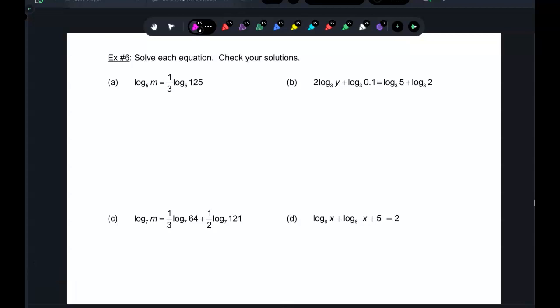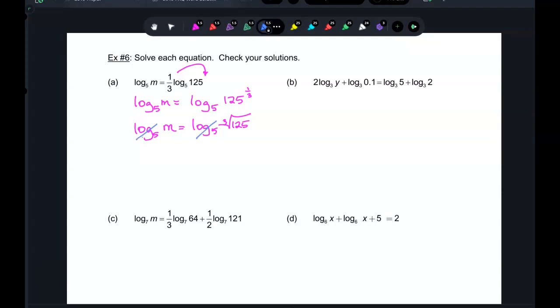Okay, so now we want to take a look at solving each equation, and we're going to check our solutions. So first thing, we're going to use our properties. I'm going to write log base 5 of m equals log base 5 of 125 to the 1/3. So log base 5 of m equals log base 5 of, I'm going to write that as cube root of 125. Well, notice now that we have log base 5 on both sides, we know m is equal to cube root of 125, so m is equal to 5.